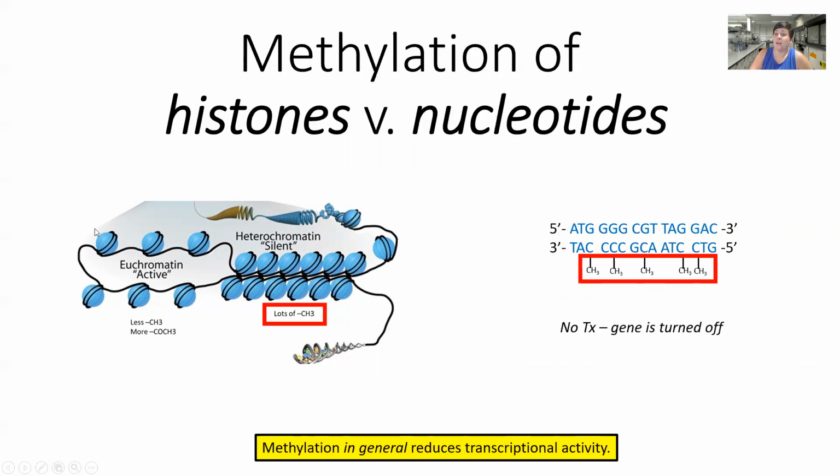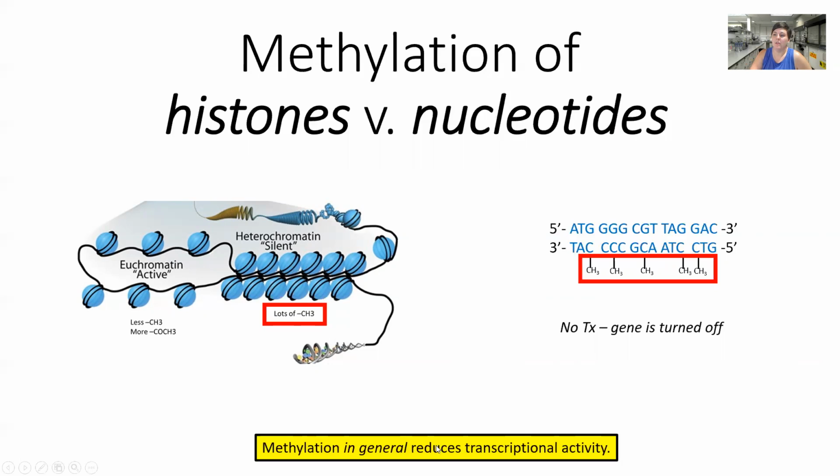However, like we talked about in class, you can also have methylation occur not only of individual nucleotides, but you can have methylation of histones, which are the proteins that DNA is wrapped around. And what happens if you methylate histones is DNA is wrapped really, really tightly around those histones. And if DNA is wrapped tightly around histones, then it is inaccessible to DNA polymerase.